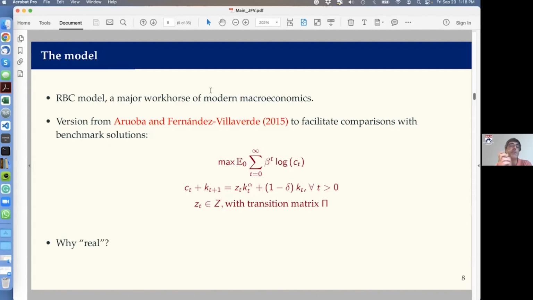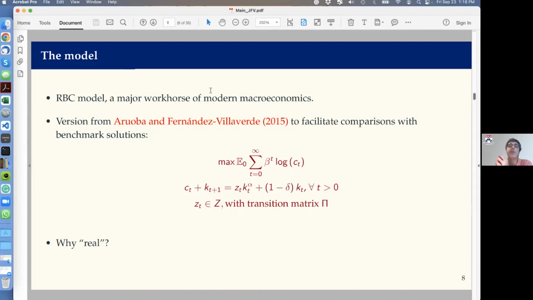This was kind of a motivation of what we are doing. So let me tell you what we are going to do in more detail. The model I'm going to take is the so-called real business cycle model, which, as I highlighted before, is a major workhorse of modern macroeconomics.